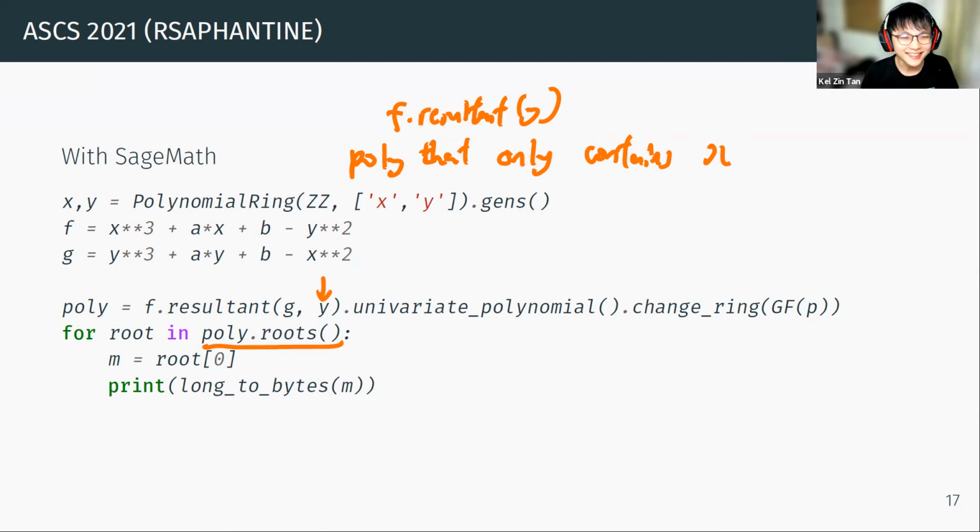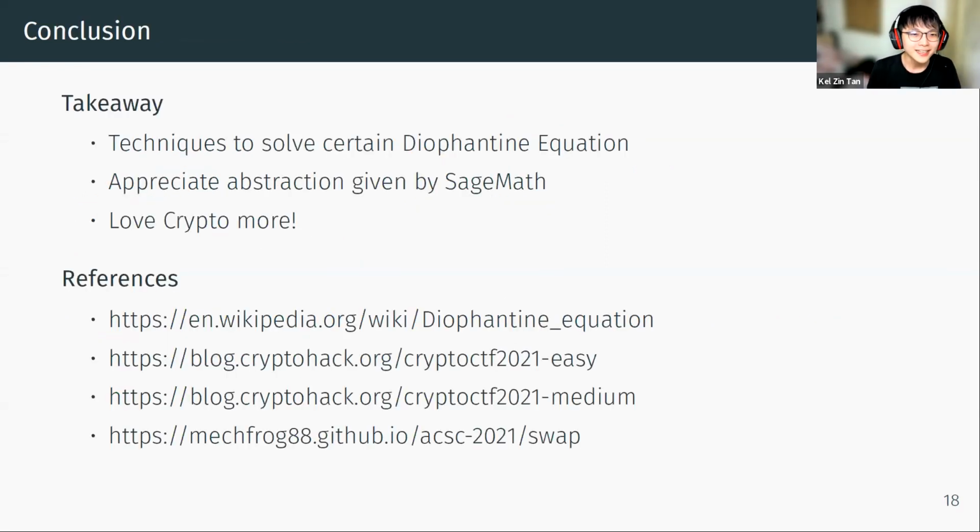And so that's the end of my presentation. I basically just gave some examples, and hope that you can learn some techniques to solve certain Diophantine equations, appreciate the abstraction given by SageMath, so you can do a lot of polynomial multiplication and addition in SageMath, and love crypto more. So that's all.